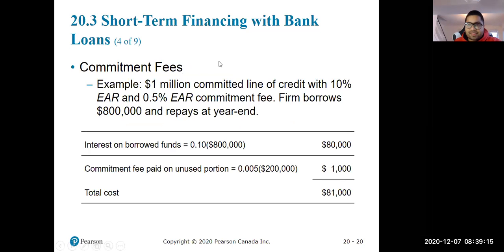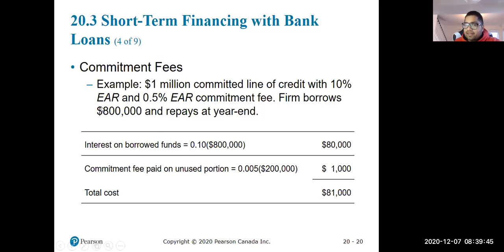So they have given an example. Commitment fees, example: a 1 million committed line of credit is extended with 10% interest and 0.5% is charged as the commitment fee. The firm borrows 800,000 and repays at the end. So what are commitment fees? Commitment fees are the fees charged on the unused portion of the loan.